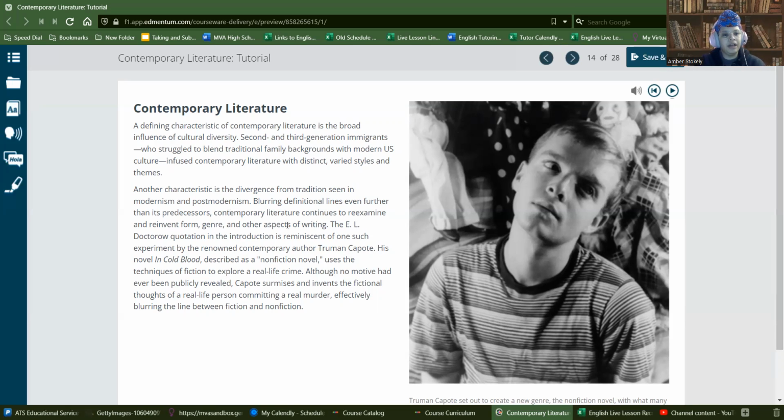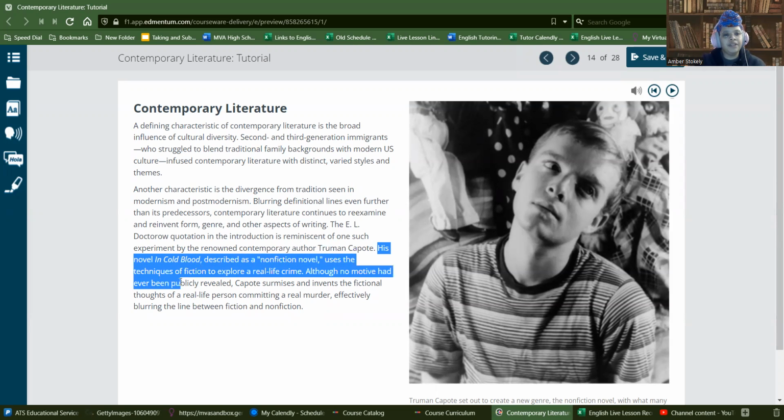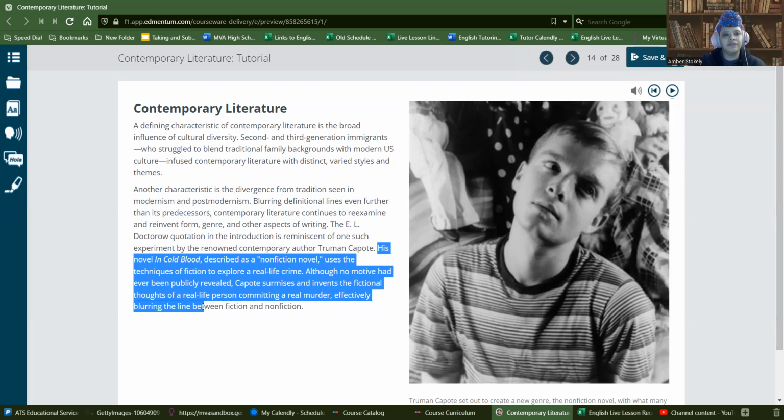So they give you basically the example of Truman Capote. So it says his novel In Cold Blood, described as a nonfiction novel, uses the techniques of fiction to explore a real life crime. Although no motive had ever been publicly revealed, Capote surmises and invents the fictional thoughts of a real life person committing a real murder, effectively blurring the line between fiction and nonfiction.